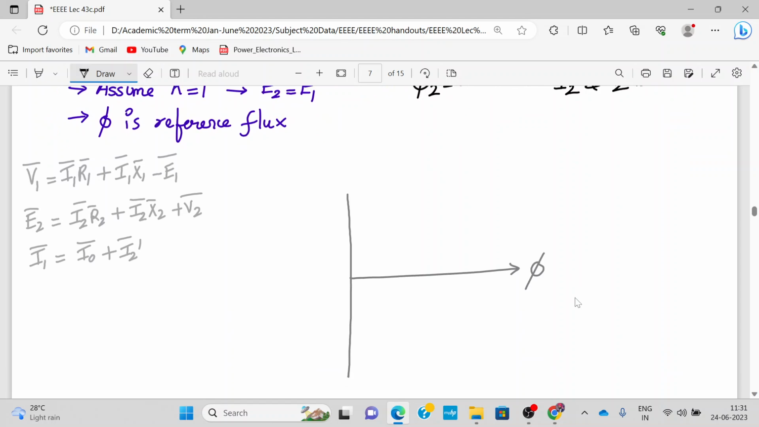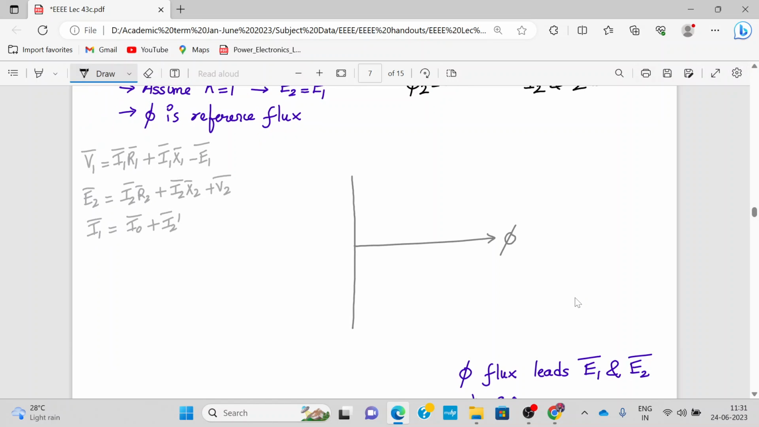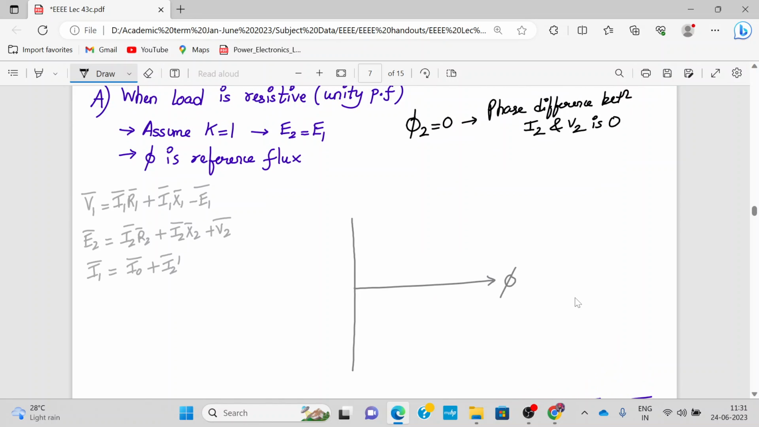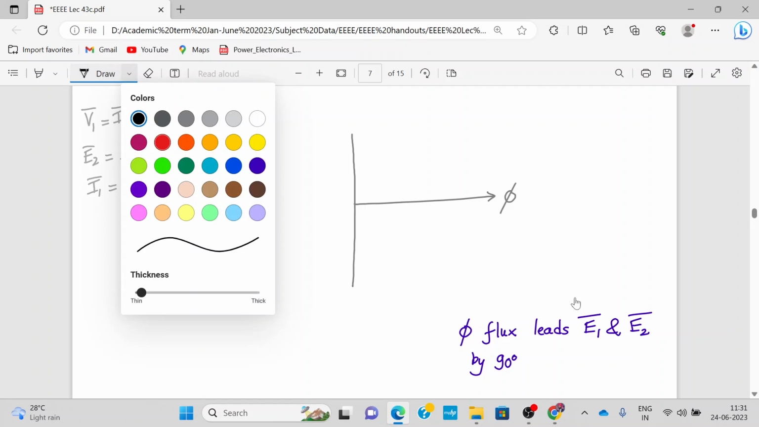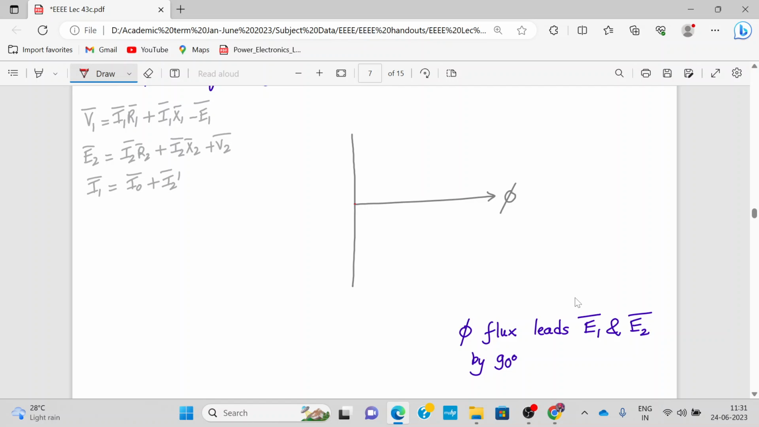Now, first is the reference phasor, phi. We already know that E1 and E2 are the same, because we have written over here that K is 1, so E1 is equal to E2. Phi is the reference phasor, and flux phi leads E1 and E2 by 90 degrees. We have seen this: the induced EMFs E1 and E2 lag behind the reference phasor by 90 degrees. So let me start by drawing it. This is my E1 equal to E2. They are in phase with each other.